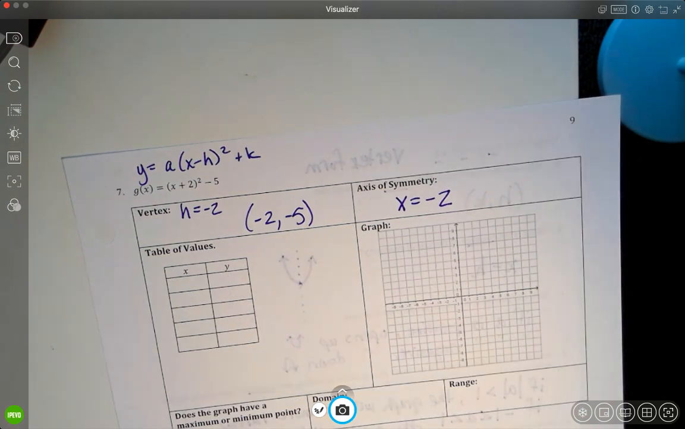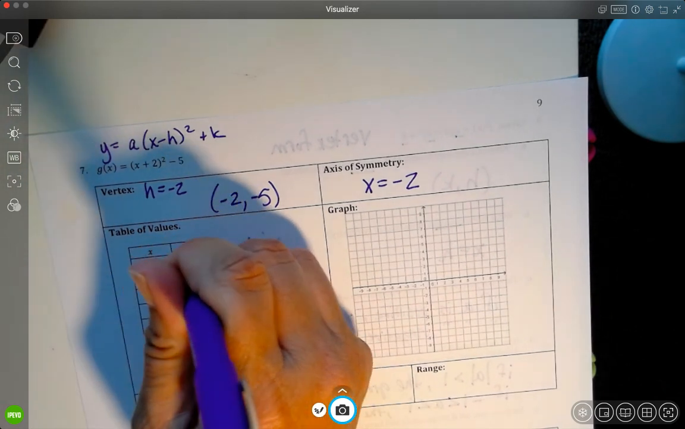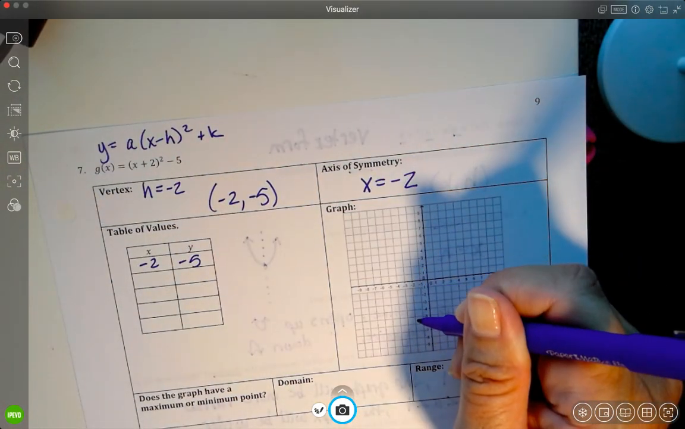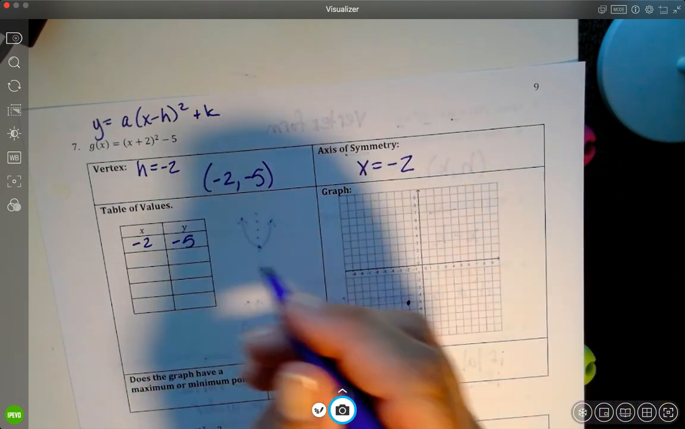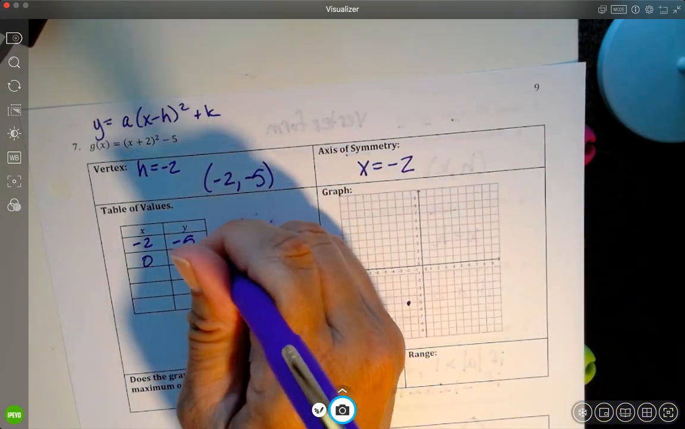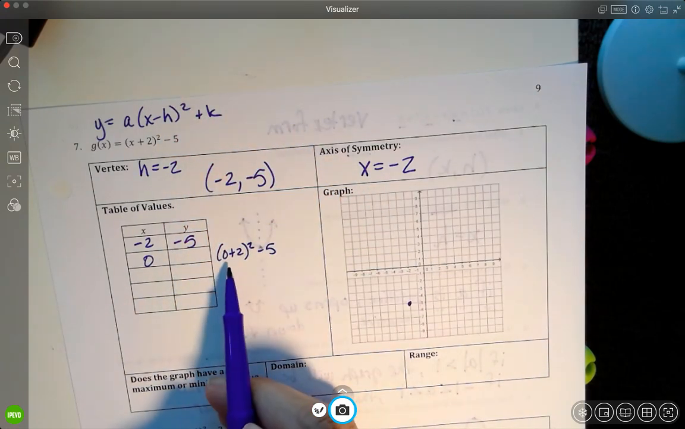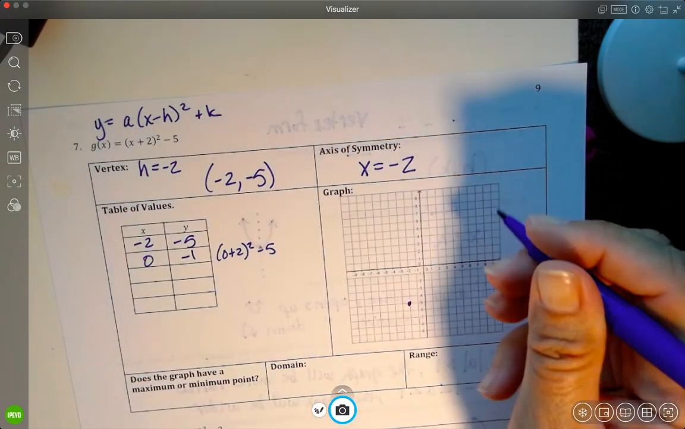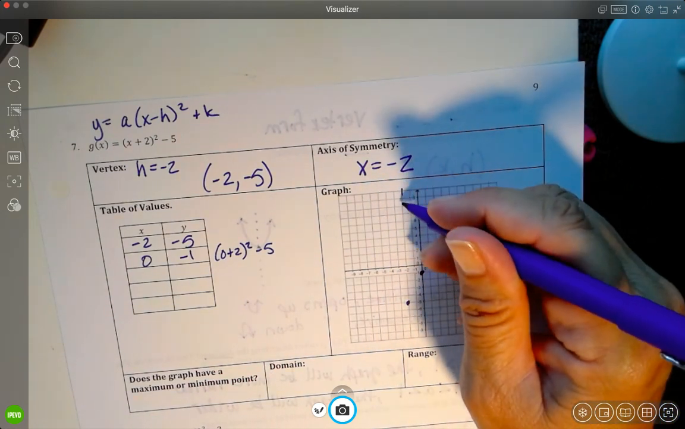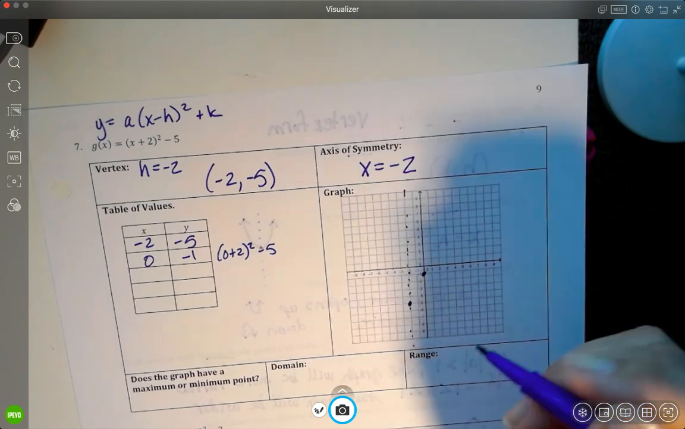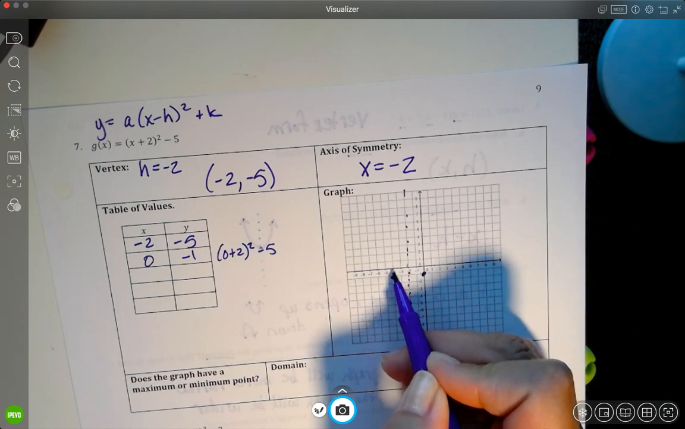And then I could fill in the tables. So I have negative 2, negative 5. I'm going to go ahead and graph that. And then maybe I choose 0. I want to know where it is when x is 0. So 0 plus 2, quantity squared, minus 5. So this is 2 squared, 4, minus 5, negative 1. So 0, negative 1. And remember, this is my axis of symmetry. So instead of plugging in another point, I can just use symmetry. So this is 2 away from the axis of symmetry. I can go 2 on the other side. So negative 4, negative 1.